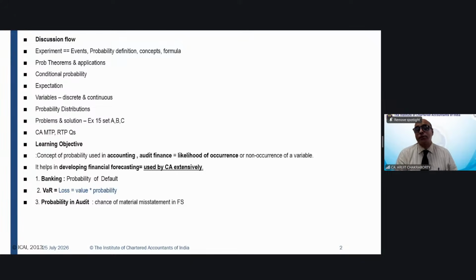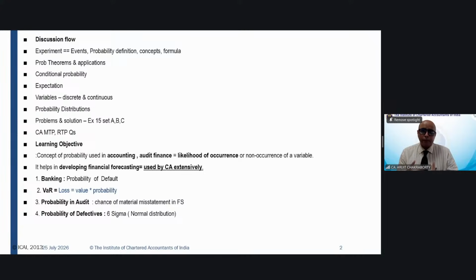Even in the audit domain, there is always a chance of wrong accounting, wrong statement, wrong reporting in financial statements. So the chance of misstatement in financial statements is included in audit, and we use the principle of probability. Similarly, in one of the earlier sessions, we were talking about Six Sigma, which is a quality control, process management, performance management, quality management tool.